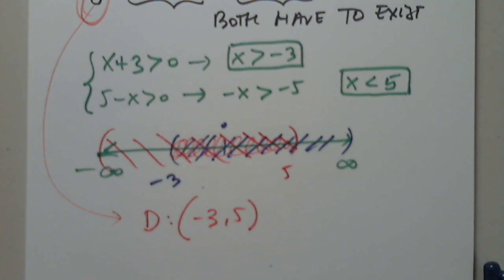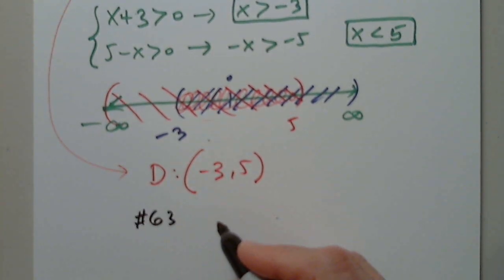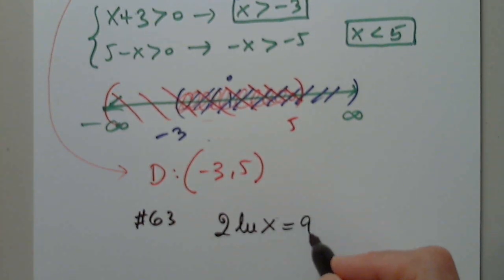Okay, let's move on. Now we can pick equations, and then finally, I want to pick word problems. So let's look at an equation. These are log equations. Let's choose 63. So we have 2 natural log x equals 9.